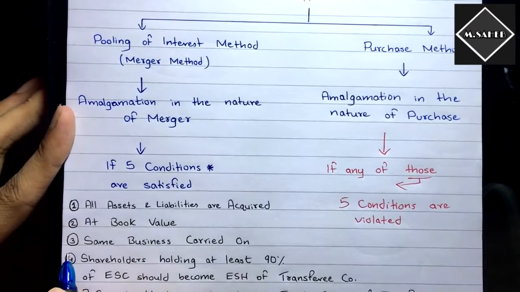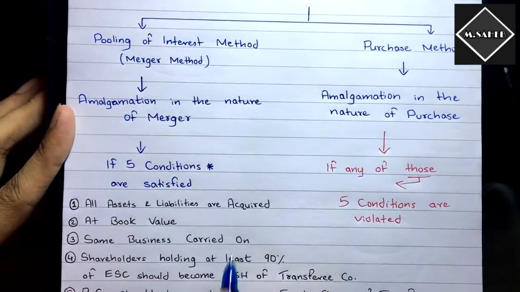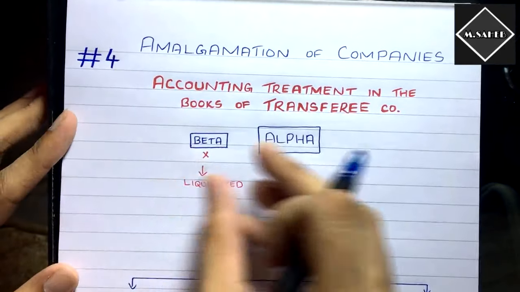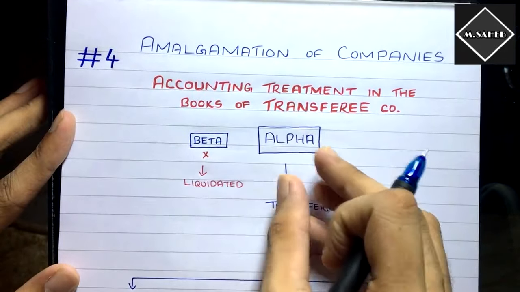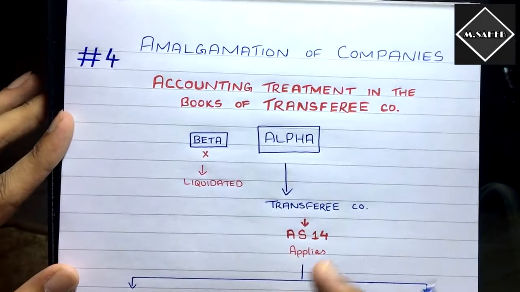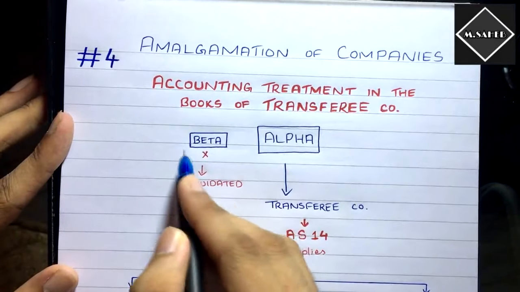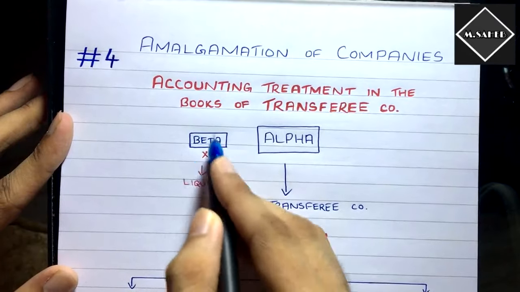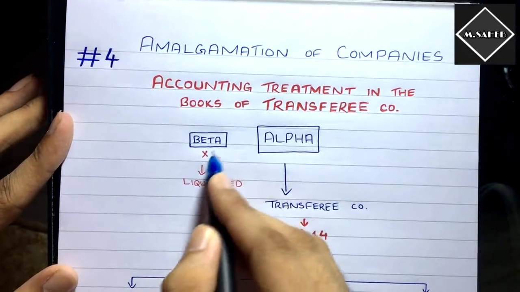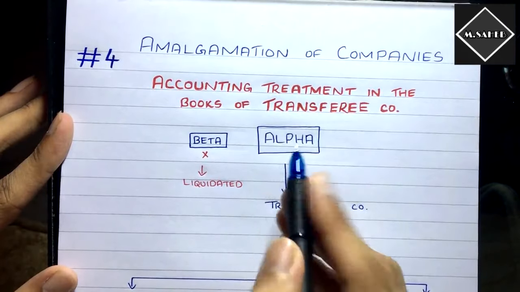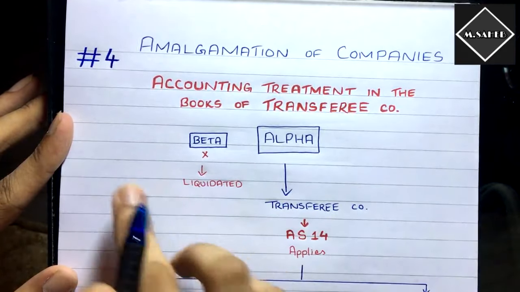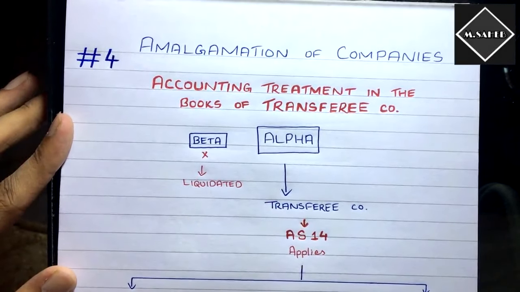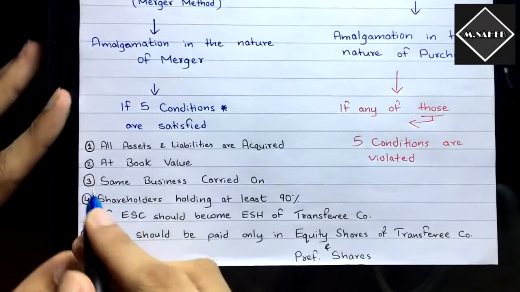And then the third condition is the same business should be carried on. What does it mean? It's very simple. If this Beta Company is in the telecom industry and Alpha Company is taking over the Beta Company, then Alpha Company should have the intention that it will continue the business of Beta Company in the same industry. Whatever assets and liabilities are there, they will become the assets and liabilities of Alpha Company, and it has to make sure the business will carry on in the same industry. It will not change the business of Beta Company. The same business should be carried on. That is the third condition.